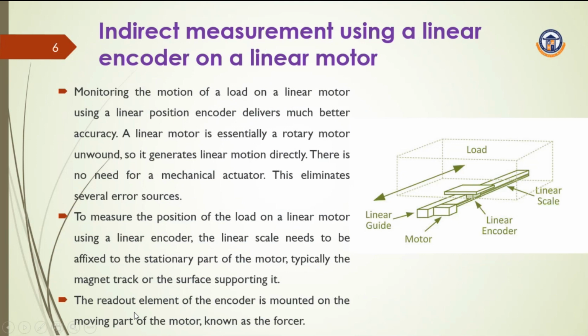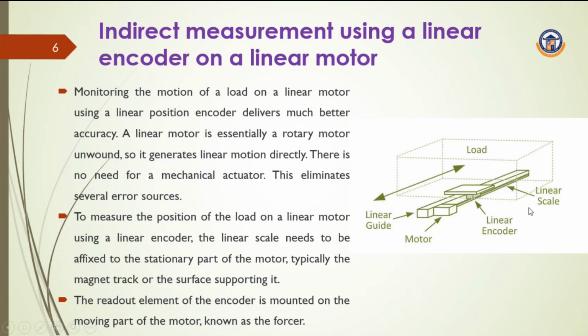Next, we are going to see the indirect measurement using a linear encoder on a linear motor. Previously we saw a rotary motor with a position encoder. Here we are going with a linear encoder. You can see in the image that the linear encoder is mounted with a linear scale, and the motor is there. Here, this is nothing but the load which will be moved along a linear scale.